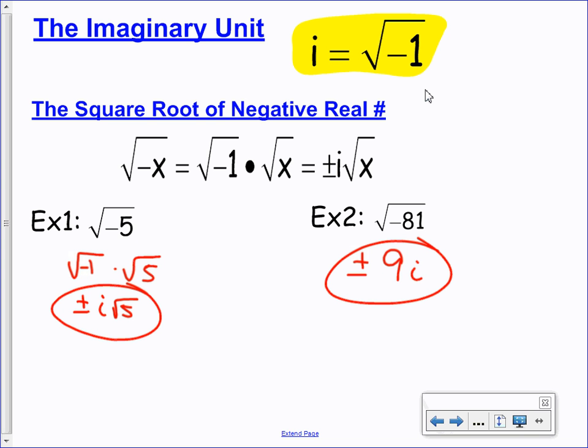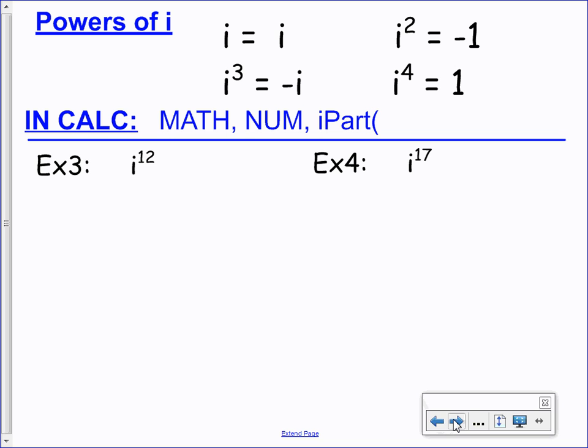Because if you put root beer in a square glass, you get beer. So when you square the square root of -1, you get -1. i squared is -1. That's the number of the day. Anytime you see an i squared, it changes from an imaginary number to a real number. Squaring the imaginary number turns it from imaginary to real.